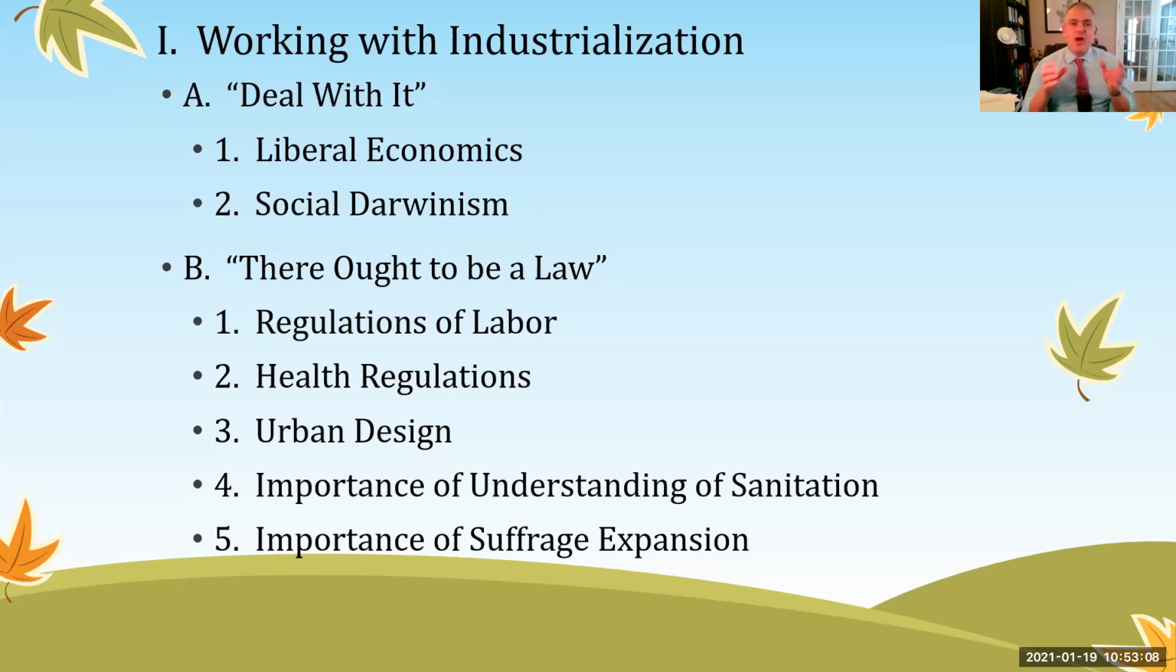So the "there ought to be a law" crowd, what they say is, look, we're okay with industrialization. We're okay that there are some wealthy people and there are poor people. We're okay with there being an economic gap. But there should be rules in place to protect against abuse. So what this crowd wants is regulation of labor. They want the government to step in and say, okay, look, your factories need to meet a safety code. Your factories need to provide breaks for laborers. Your factories can't abuse children and can't abuse women.